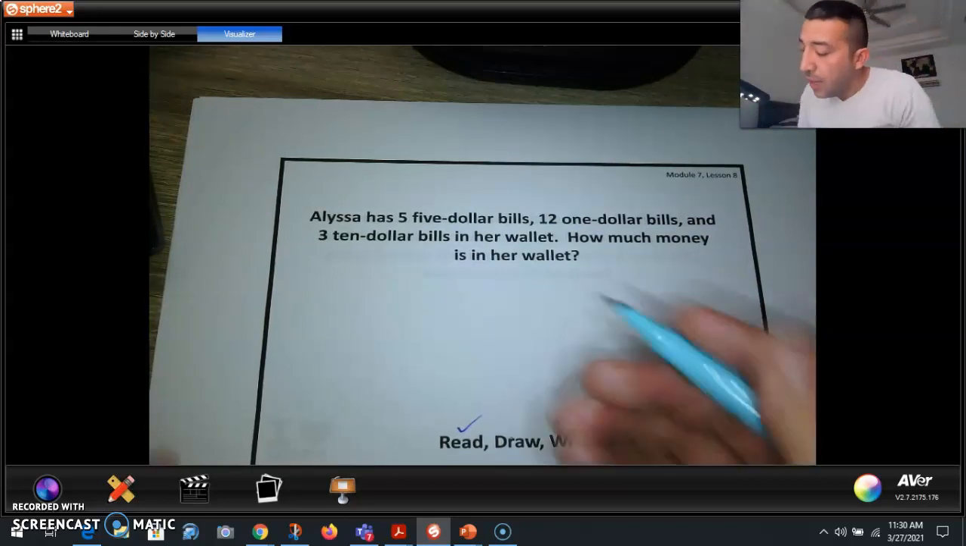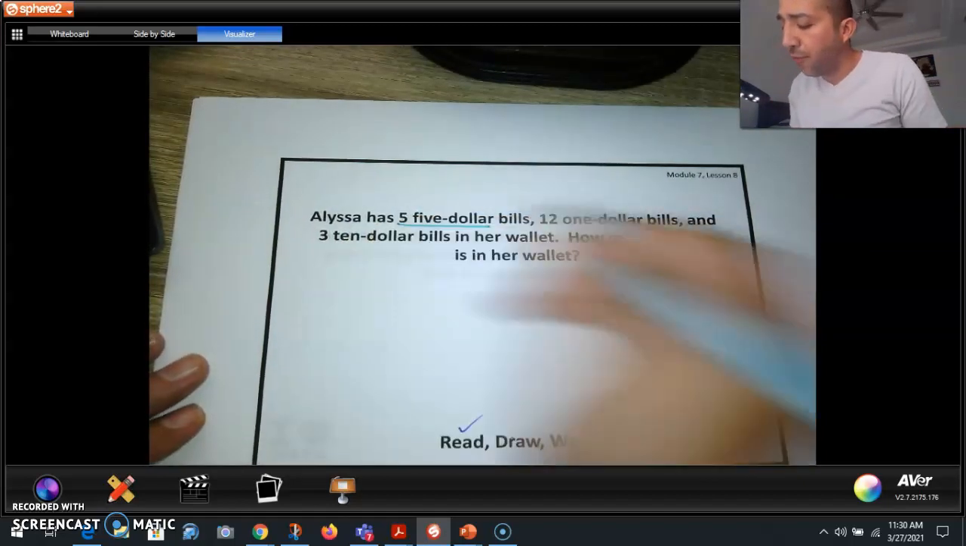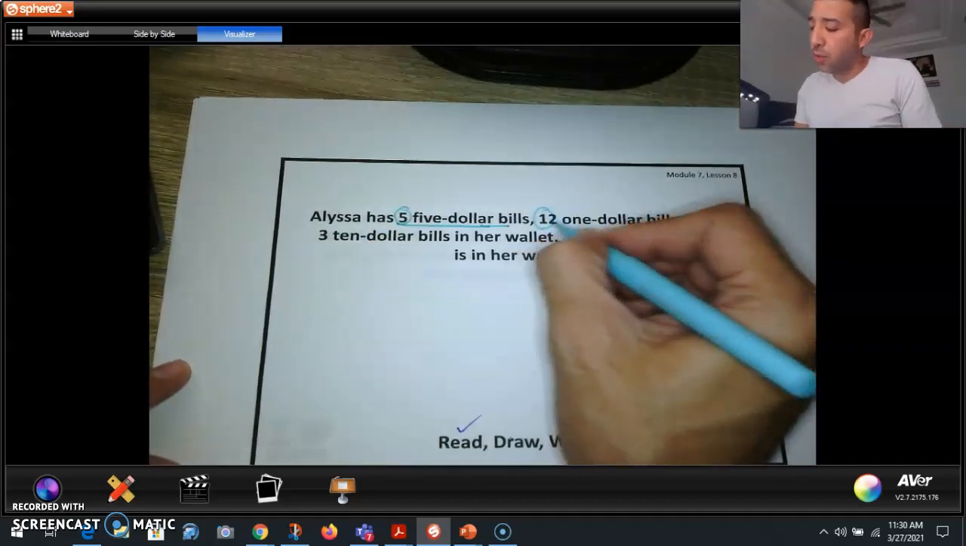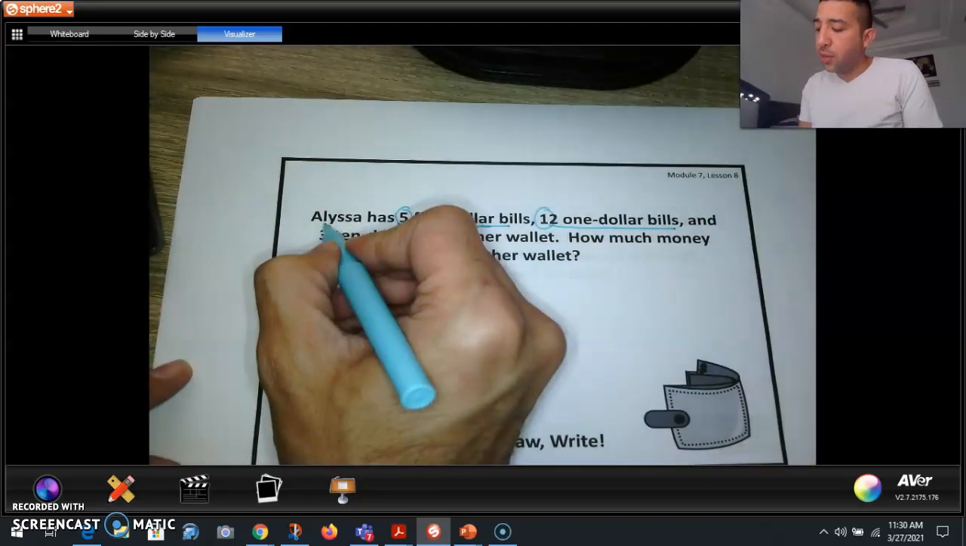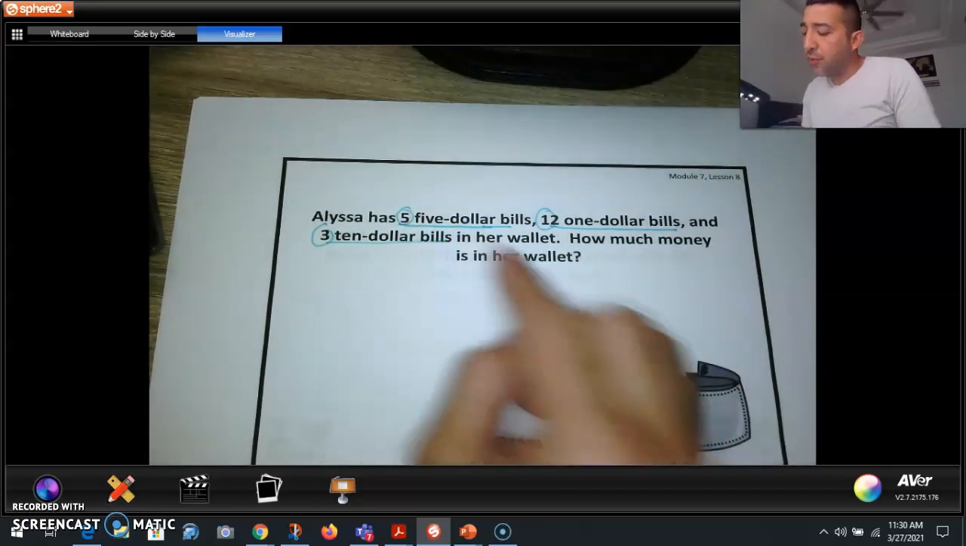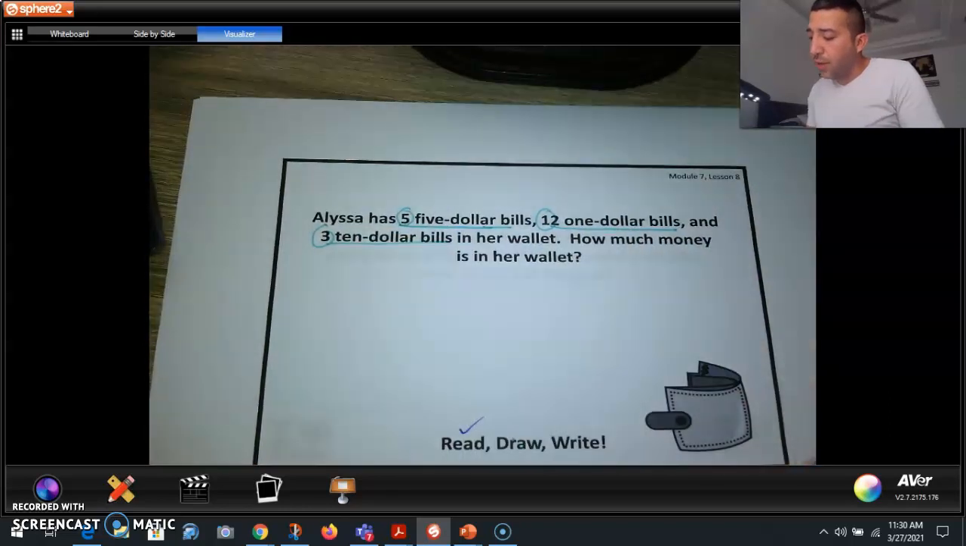Before we start, we are going to circle good information. The five $5 bills are good information, 12 $1 bills, and three $10 bills. Those are good information. We know that she has five $5 bills, so let me draw those five $5 bills.